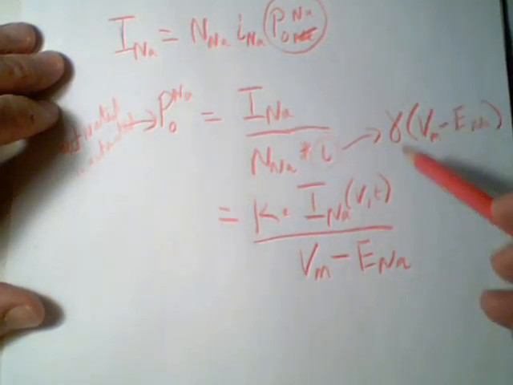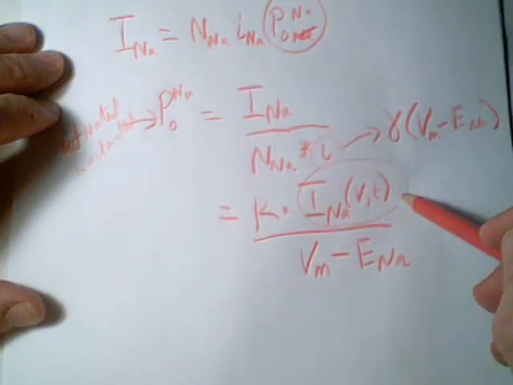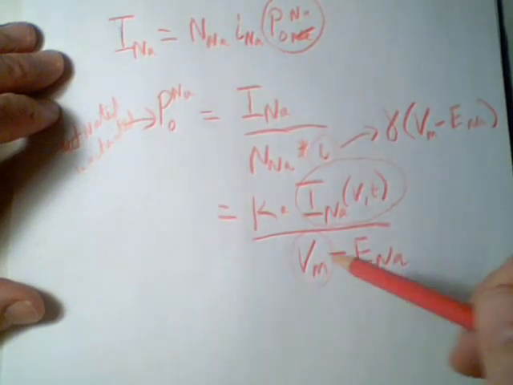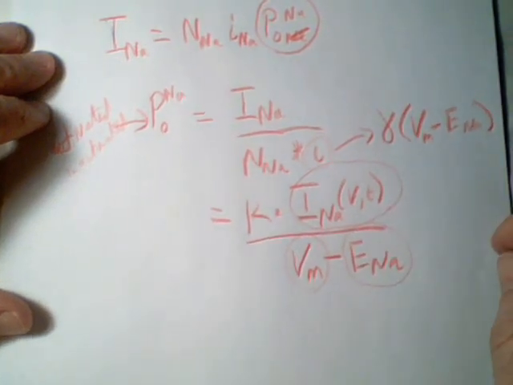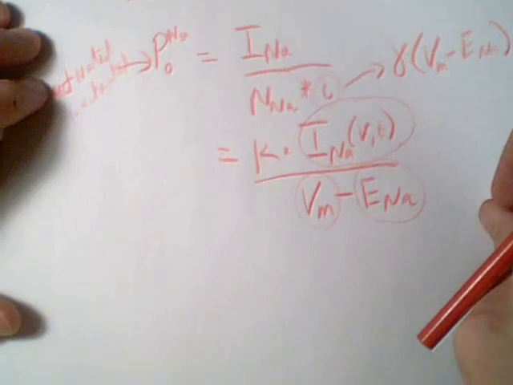We're going to measure this in a voltage clamp experiment. We're going to know what this is. We're actually controlling this, and we set up our conditions so that we can calculate this. So how do we go about doing that?